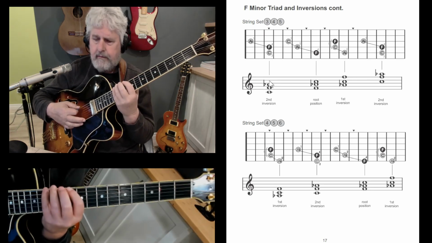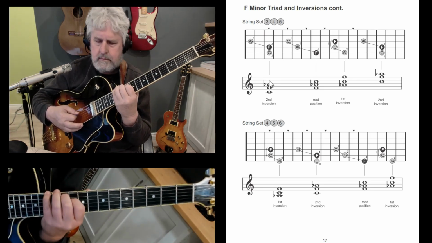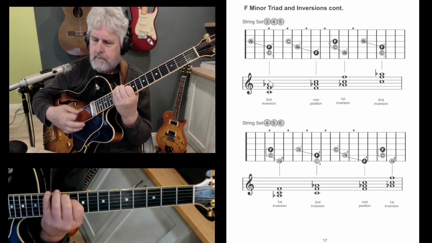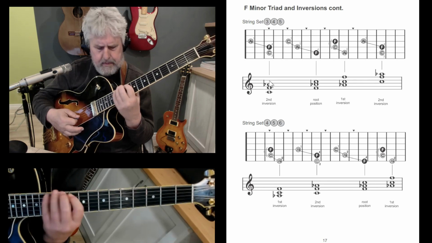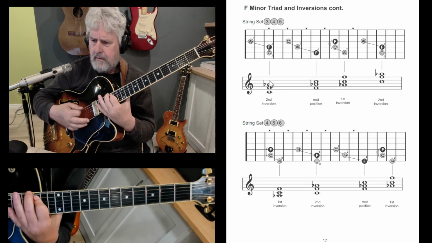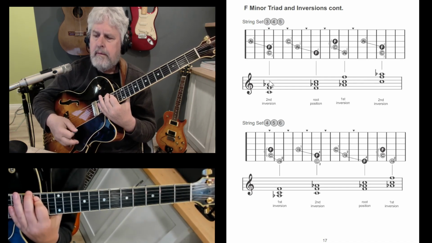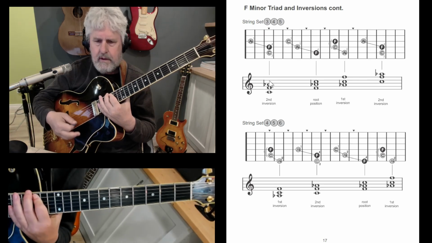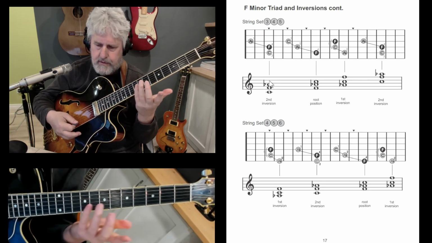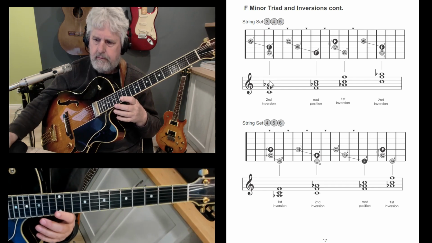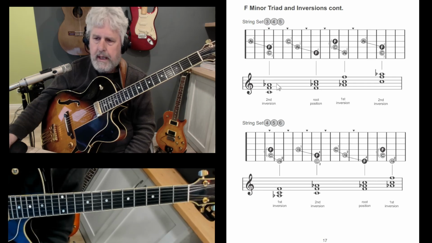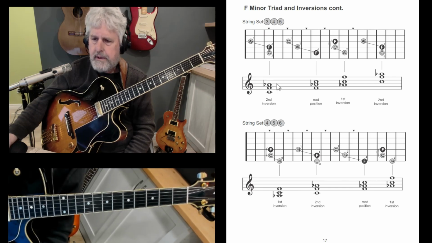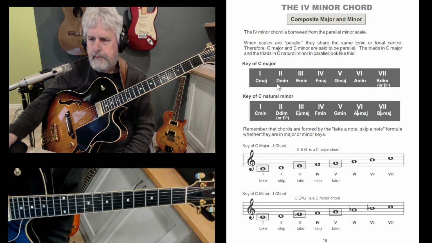And then we have the F with the A flat in the middle. And then sort of in outer space, we have A flat on the bottom. Now, this is not terribly practical. It just fulfills the purpose of knowing that you've played them all, and you understand the process. Okay, next.